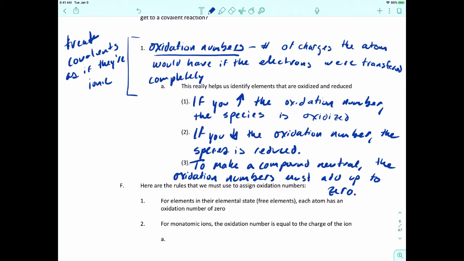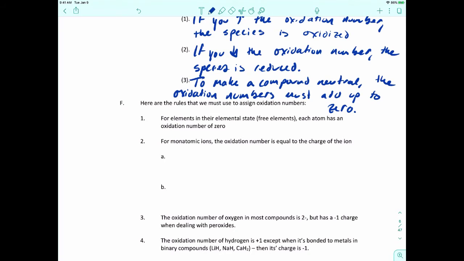All right. Now, there's a series of rules that we use in order to assign oxidation numbers. So I'm going to go through them. Now, the way this works is that the most common rules are up front, and then as we keep going through the set of rules, they become more and more like you're not going to use them as much. So let's tackle this. So first rule: for elements in their elemental state or free elements, each atom has an oxidation number of 0. So that means if you're dealing with something like iron, or let's say sodium, cesium, something like that, automatically their oxidation number is 0.